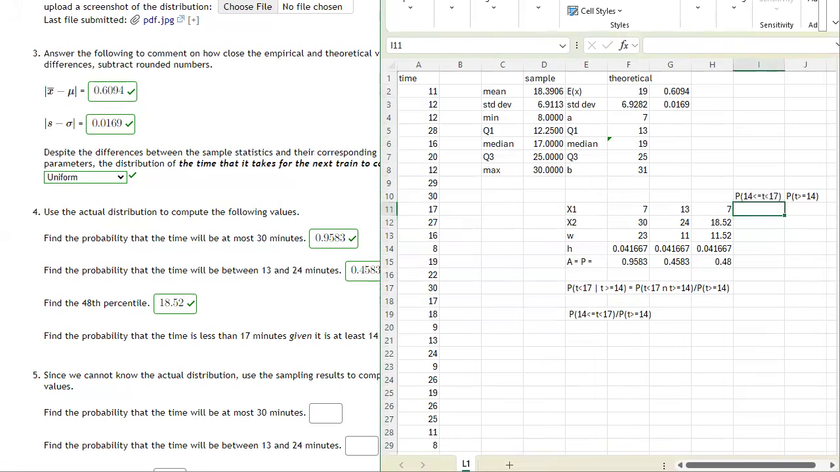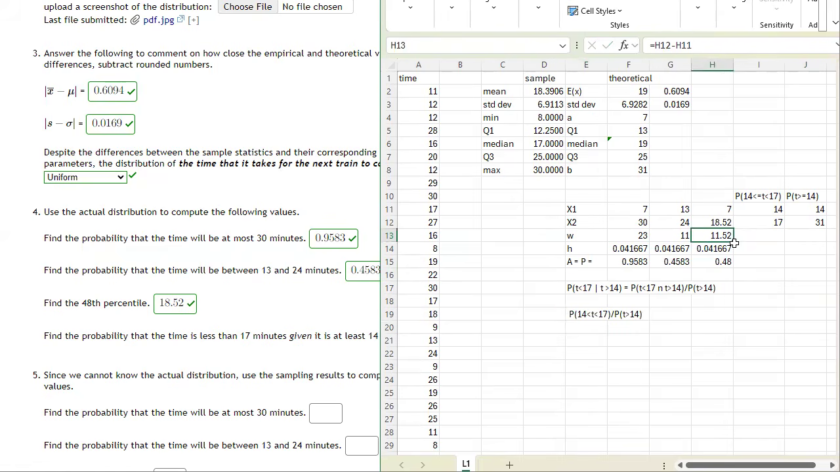So here, 14 is my x1, 17 is my x2. And then over here, 14 is my x1, and then my x2 is the maximum value that x can be, which is 31, right? Because this is continuous, t greater than or equal to 14 is the same as t greater than 14. So I can get rid of the equal sign everywhere, to kind of make it simpler. Because it's continuous, right?